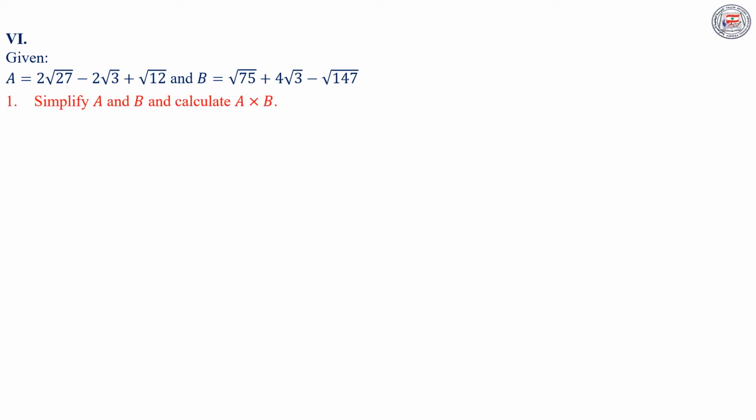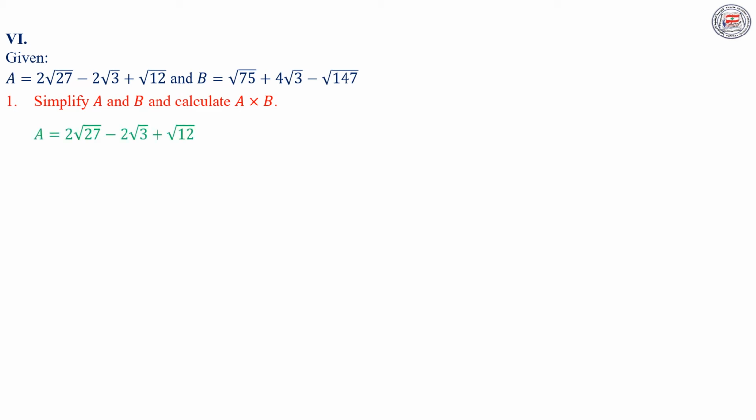Please open your books on page 40 in order to solve numbers 6 and 7. In number 6, we have in the given A equal to radical 27 minus 2 radical 3 plus radical 12, and B equal to radical 75 plus 4 radical 3 minus radical 147. In part 1, we have to simplify the two expressions A and B, and then we have to calculate A times B.